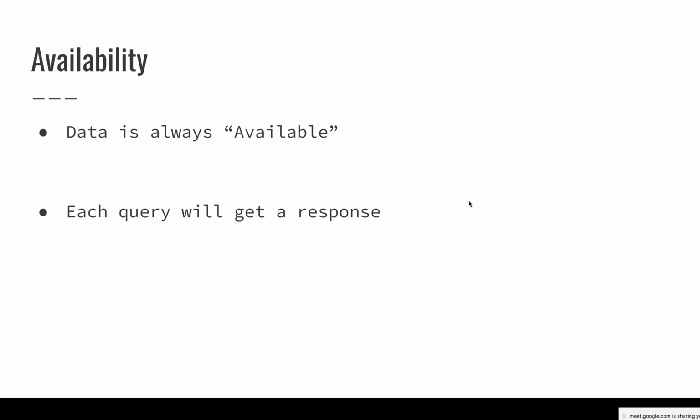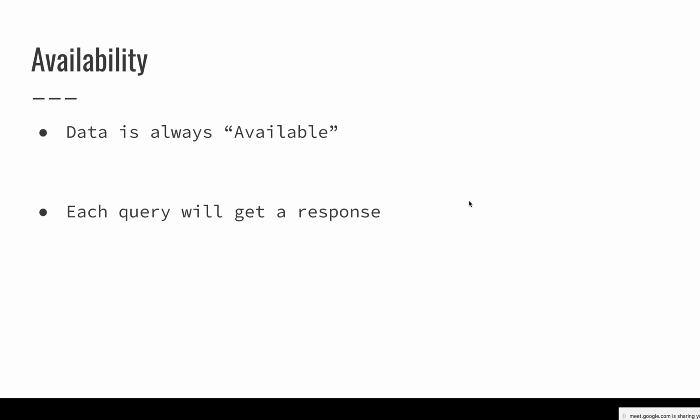Now let's understand it in terms of database or data storage systems, that is cache or databases. Whenever a request for a certain piece of data is made, no matter the situation, the database will always respond to that particular query. This is called availability.